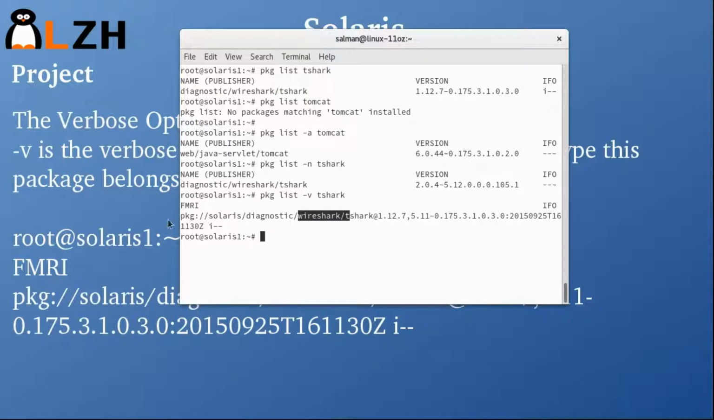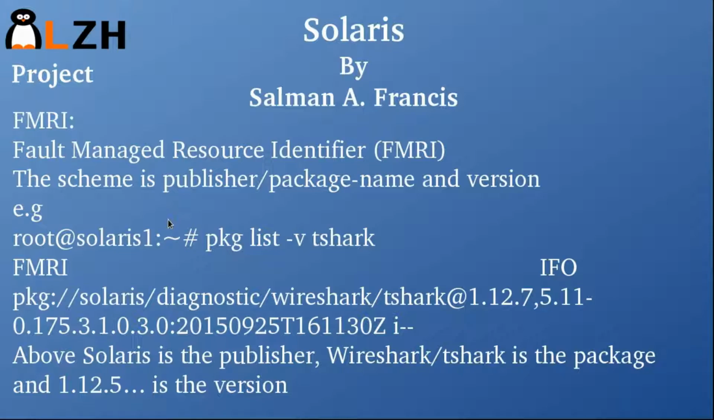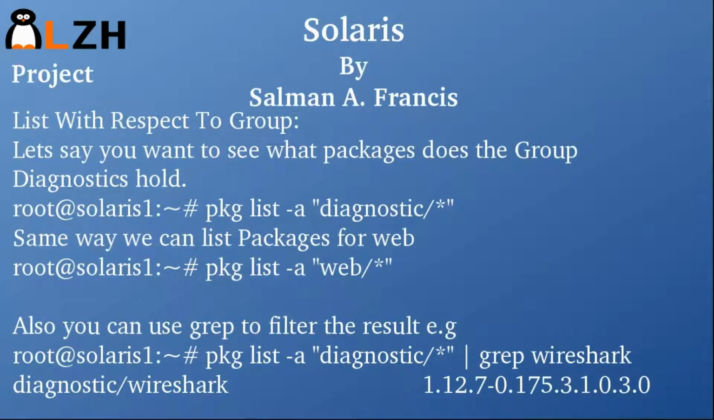So let's go to our slide and I'll explain what FMRI stands for. FMRI stands for Fault Management Resource Identifier, and this is a scheme in which there's a publisher, the package name, and the version. For example, we have seen that pkg list -v tshark gave us this FMRI where Solaris is the publisher, Wireshark is the software, or you can say the package, and 1.12 is the version.